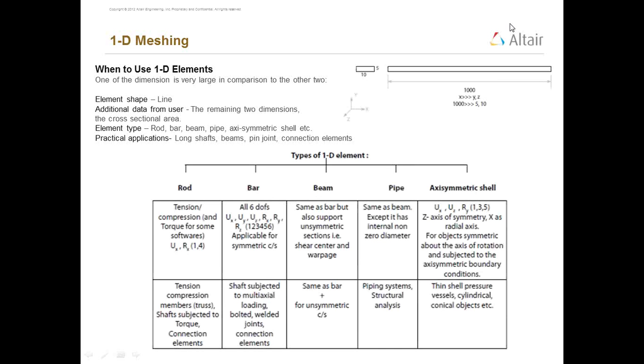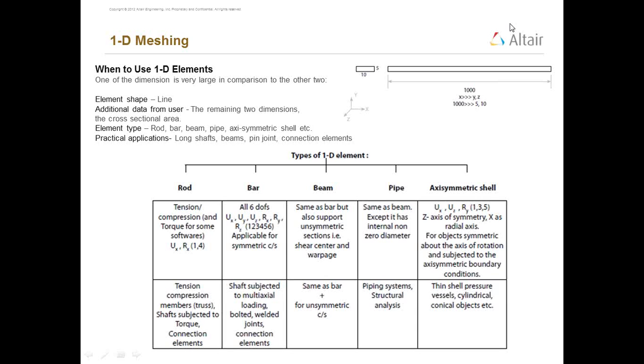Then we will see the different types of 1D element. So we'll start with rod. For the rod element, it supports only tension and compression, and torque for some software; like in HyperWorks it supports torque also. So UX or UR, U stands for translation, R stands for rotation. Translation along a particular axis, rotation about that particular axis. The practical examples may be tension compression members like trusses, shafts subjected to torque, connection of the elements.